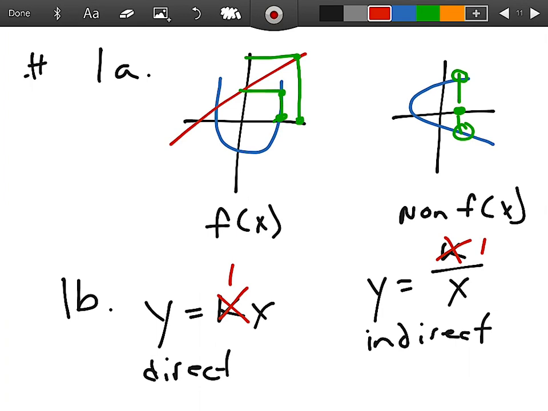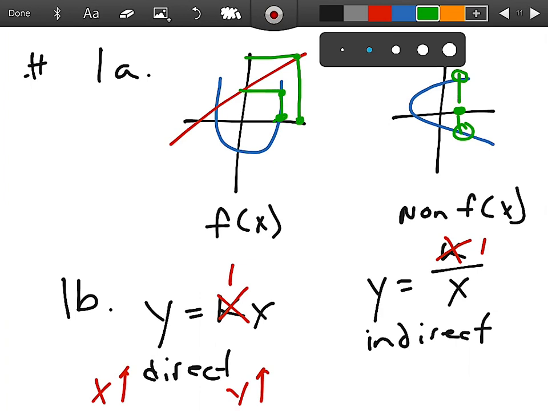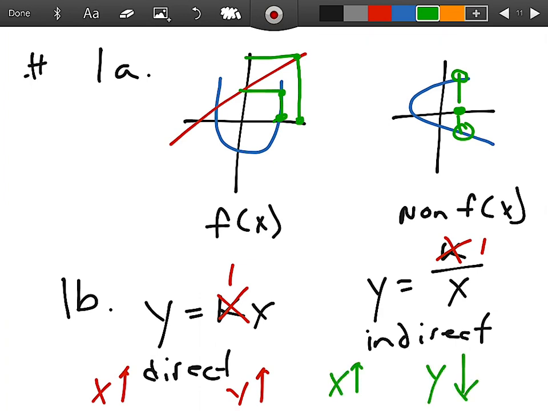Here, however, if x were to increase, y would increase, because they're the same. 1 equals 1, 2 equals 2. They both have to increase. But here, however, as x increases, y decreases. So if x went from, say, 2 to 4, you would go from 1/2 to 1/4, which is decreasing in value. So they're inversely related.